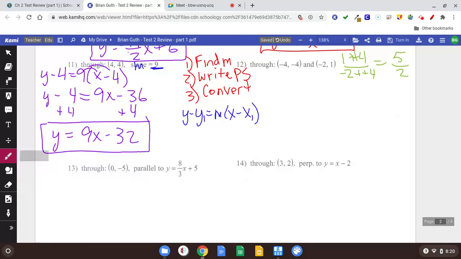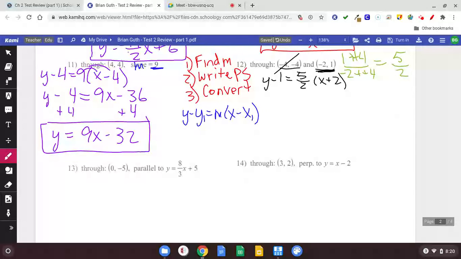Step 2 says write point slope form. We have 2 points that we could use, but I'll usually pick the one that has lower numbers or looks easier, and I'll ignore the other one. So I'm going to use the point negative 2, 1 for my point slope form. I say y minus the y number equals m times x minus the x number. I just remember minus negative. We've got minus negative 2 there, so I said plus 2.